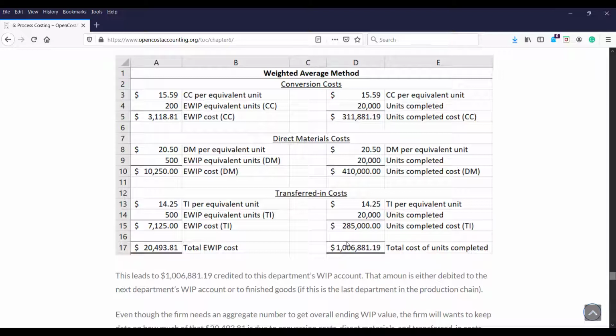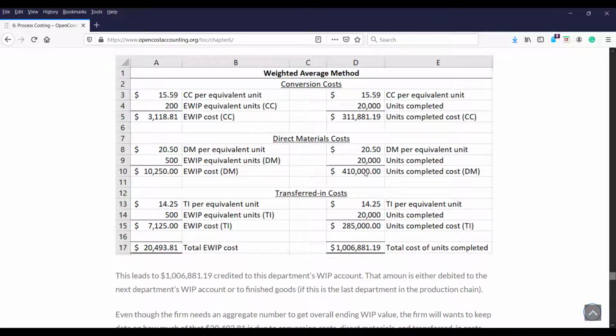That's the total credit to our department's WIP account. It's either debited to the next department in the chain or to finished goods. Sometimes firms will keep a tab of these numbers as well for completeness. Keep a tab of them as in demarcate whether it's a conversion cost, a direct materials cost, or a transferred in cost. Although you don't technically need to do that for the system to work, because if these are being debited to the next department's WIP account, they are all transferred in costs for that department. They're all this $1 million plus are all transferred in costs for that next department.